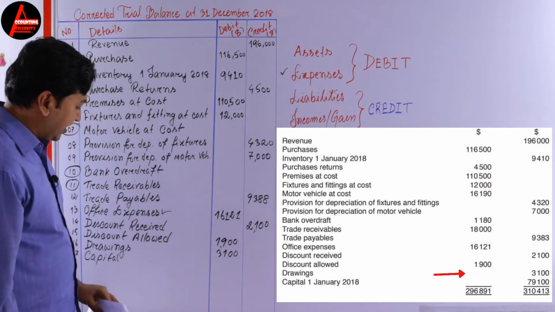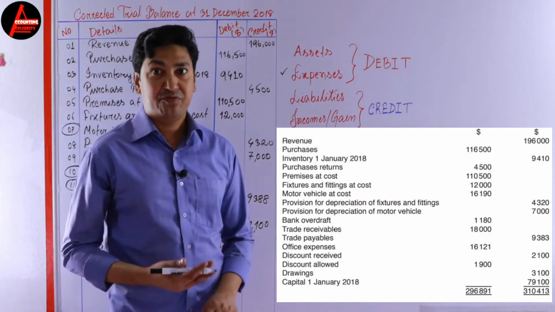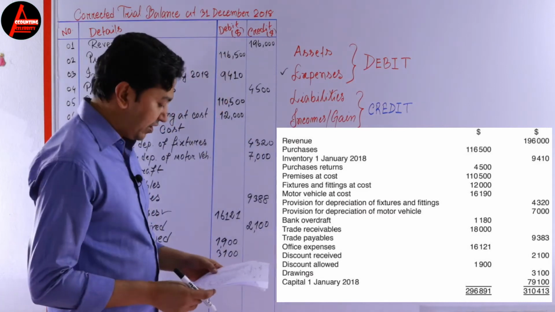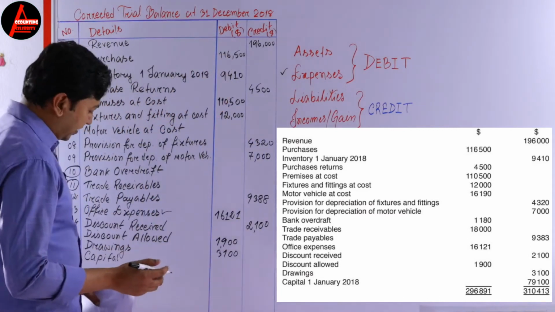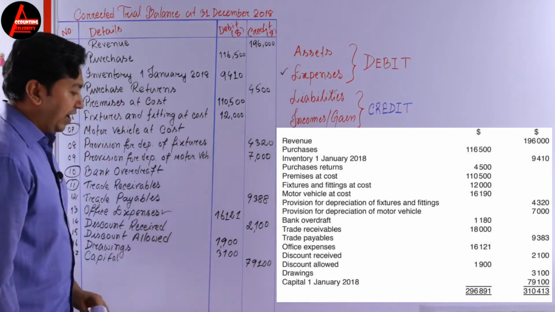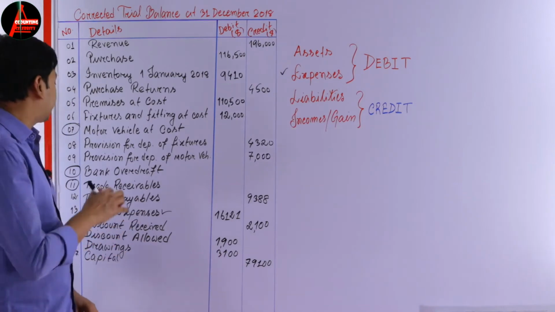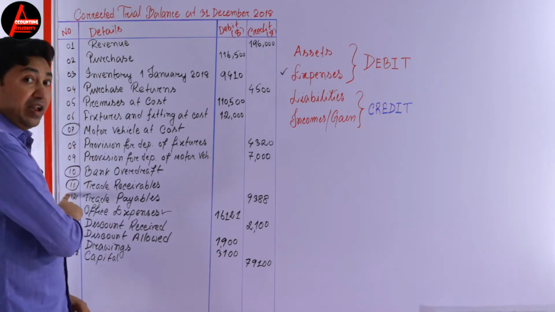Okay, finished. Next one is capital. You already know capital is credit, yeah. It is a liability for the business. So what is the value here? It is $79,100. Okay, great. We have finished writing all the items except 7, 10 and 11.